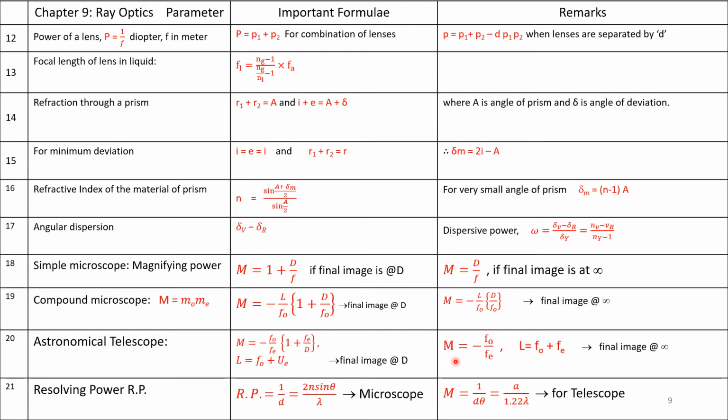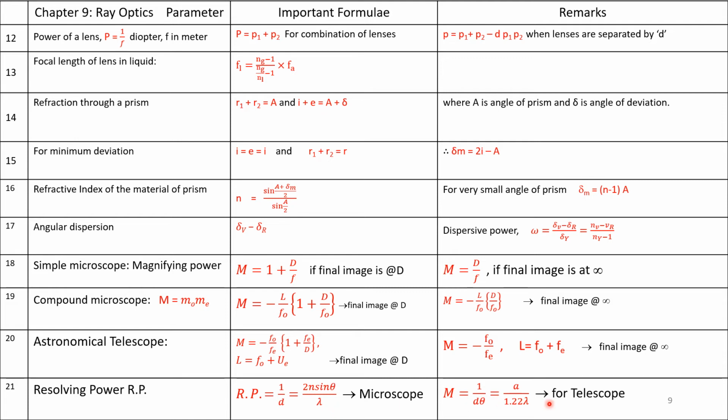When the image is formed at infinity, in case of an astronomical telescope, M is equal to minus F naught by Fe and the length is given by Fo plus Fe. Resolving power of microscopes and telescope. In case of a microscope, resolving power is given by Rp is equal to 1 over D, that is equal to 2n sin theta by lambda.